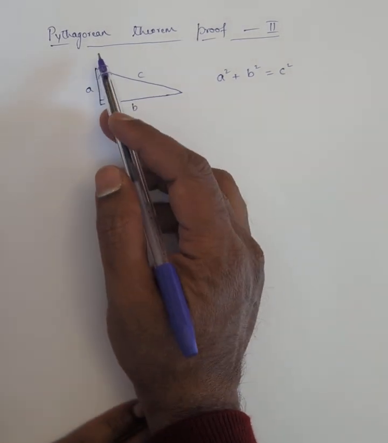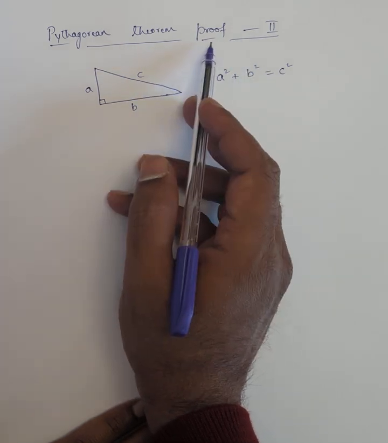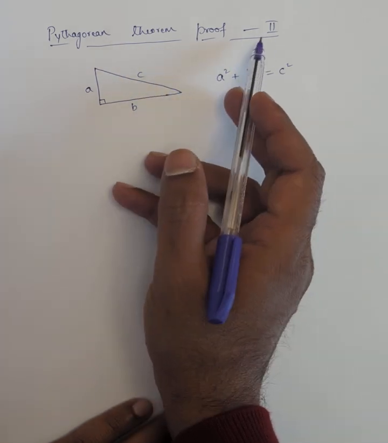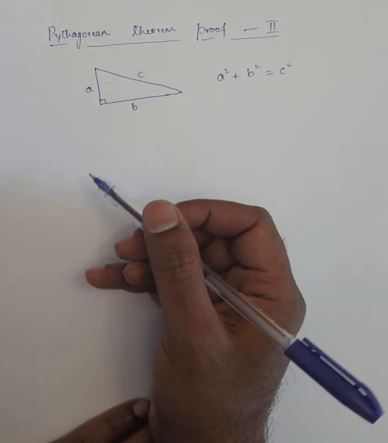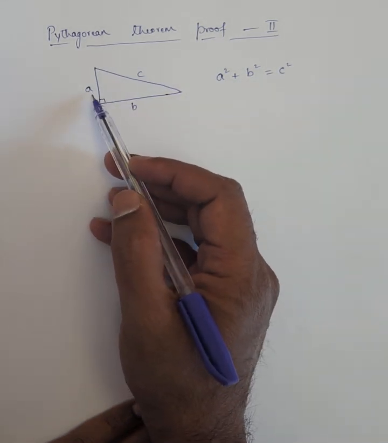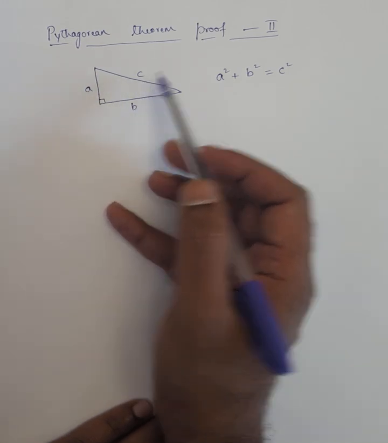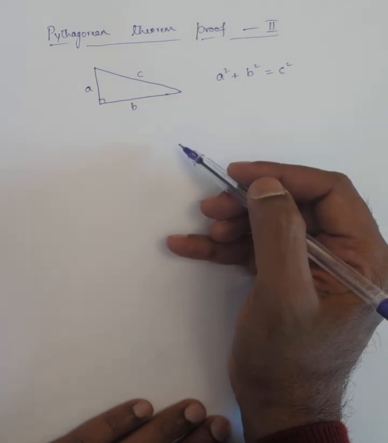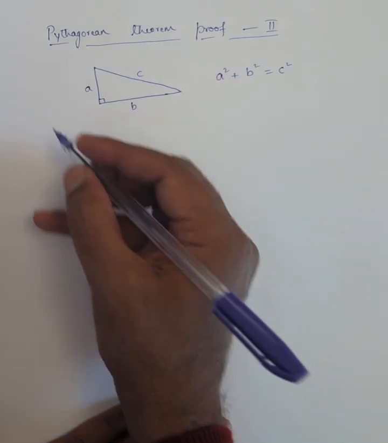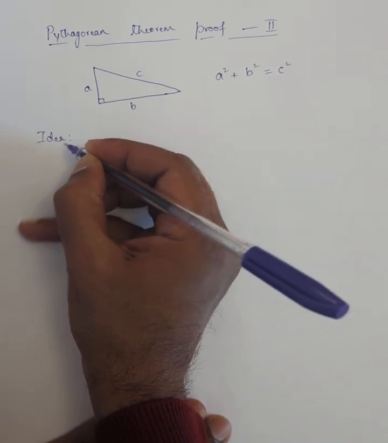In this video, we will cover another proof of Pythagorean theorem. In an earlier video, I showed one proof. So this is the second proof for the Pythagorean theorem. And what is the Pythagorean theorem? If you have a right triangle with legs a and b and hypotenuse c, then a square plus b square is equal to c square. Now for this proof, I'll use this idea.